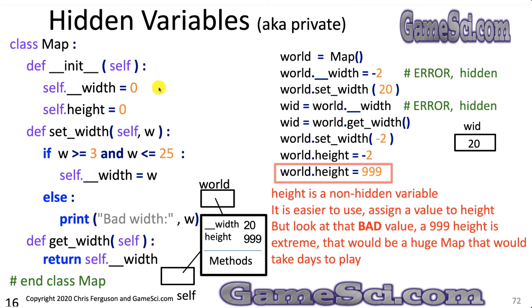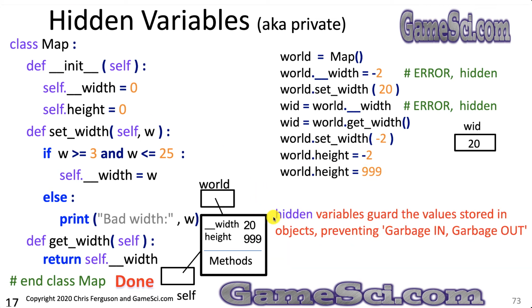When a variable is hidden, you can enforce restrictions on the values by writing setters that do this. When a variable is not hidden, then all bets are off. You can assign whatever you want to the variable. Hidden variables guard the values stored in objects, preventing garbage in, garbage out. This is the oldest saying in computer science. If you allowed bad values inside your variables, you'll get garbage output from your program. If you prevent that, only allow valid values in your variables, then you prevent problems that will occur in the software.